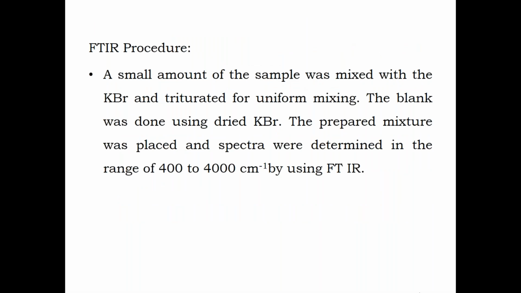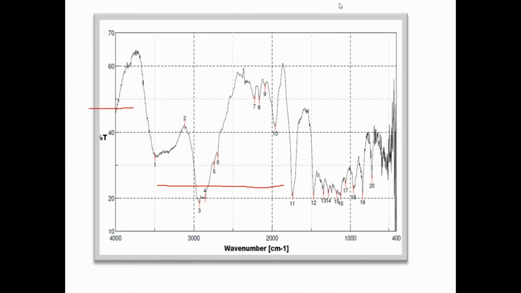I've briefly given the procedure here, what they generally do. If it is a solid sample, they mix it with potassium bromide, triturate it, and then subject it to the analysis. They run the spectra from 400 to 4000 centimeter inverse. Next they plot the graph, and this is how it looks.